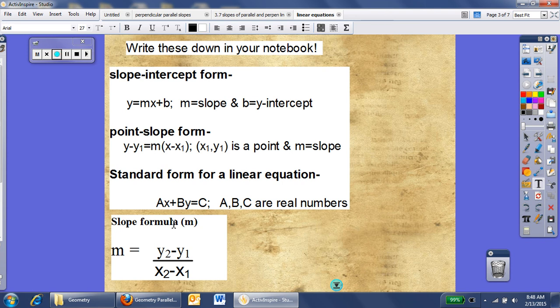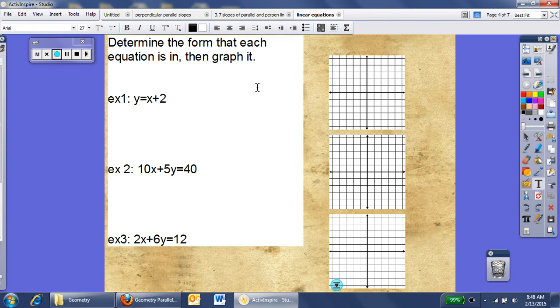Below is the slope formula, which is m. We have y2 minus y1 divided by x2 minus x1. Take a minute and copy these down. Okay, let's go ahead and do some examples. Determine the form that each equation is in, then graph it.